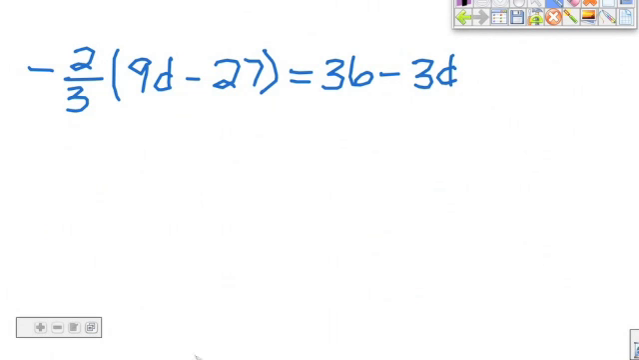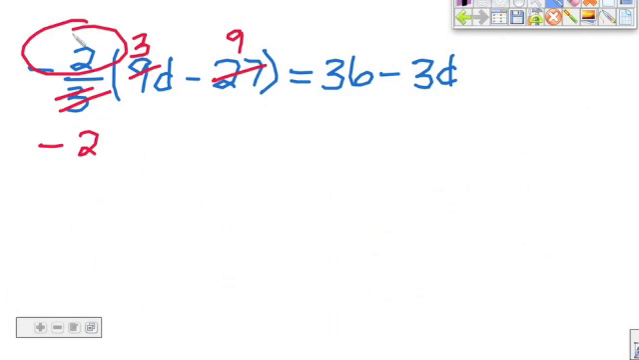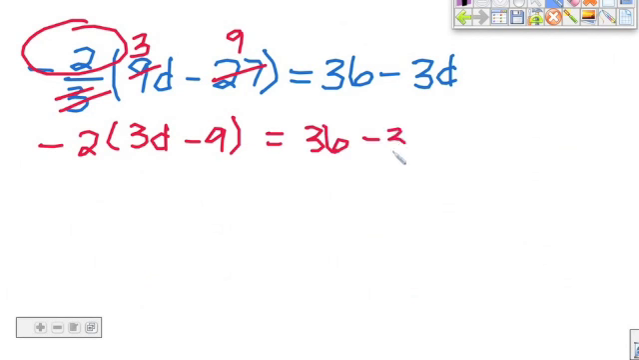Okay, again, fractions just mean to divide, so let's do this first. 3 goes into 9, 3 times. 3 goes into 27, 9 times. So now I have negative 2, don't forget about that numerator here, times 3d minus 9 equals 36 minus 3d.